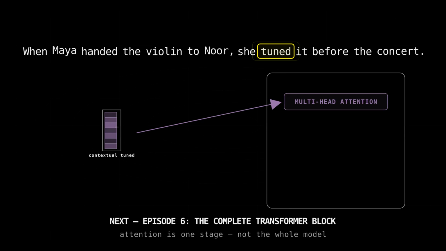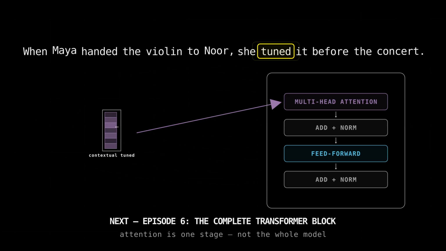Attention still has to work alongside residual paths, normalization, and a feed-forward network, then repeat across many layers. That complete system is the transformer block. It is the next episode, and it explains why attention alone is not all an LLM needs.